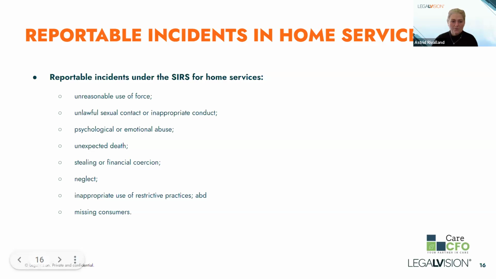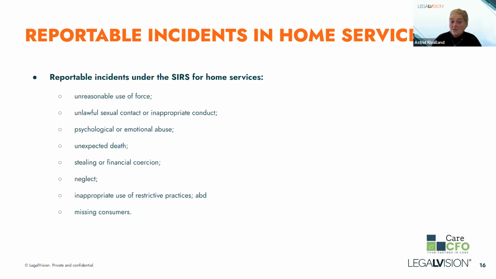What is a reportable incident? Basically, it's the unreasonable use of force, unlawful sexual contact or inappropriate sexual conduct, psychological or emotional abuse, unexpected death, stealing or financial coercion, neglect, inappropriate use of restrictive practices, and missing consumers, which has occurred, is alleged to have occurred, or is suspected of occurring to a person receiving aged care.